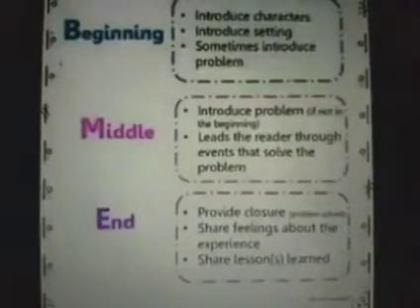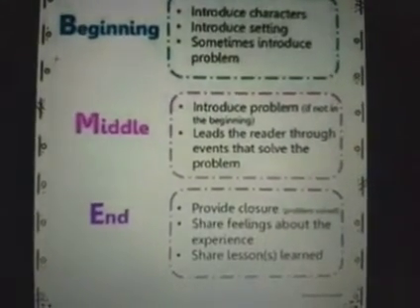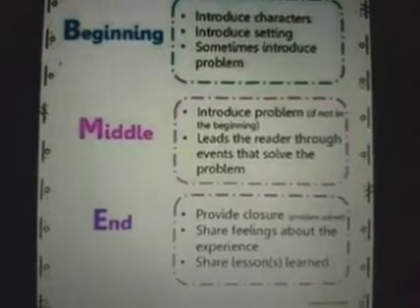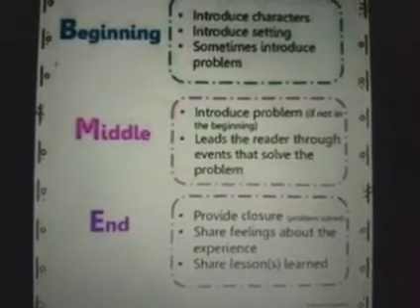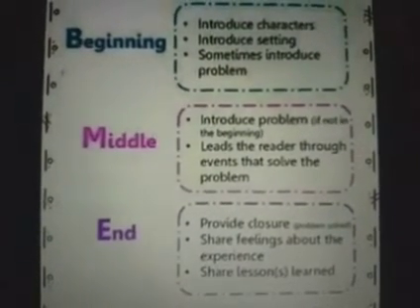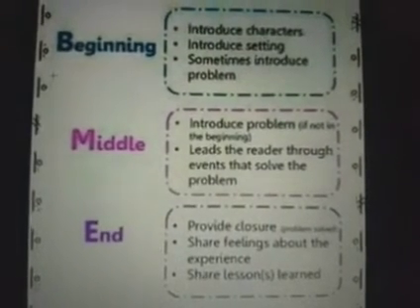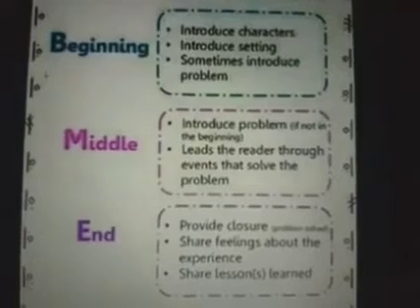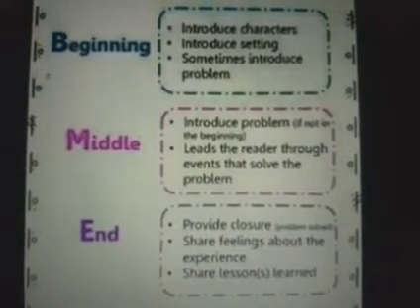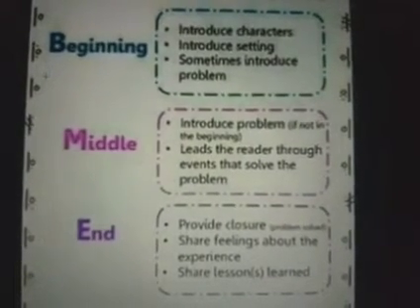Now let us see what all is included in the beginning of a story, in the middle of a story, and at the end of a story, and how the three parts are divided. So in the first part, that is the beginning of the story, the writer introduces the main character of the story. The main character is introduced in this part, and also the setting is introduced.